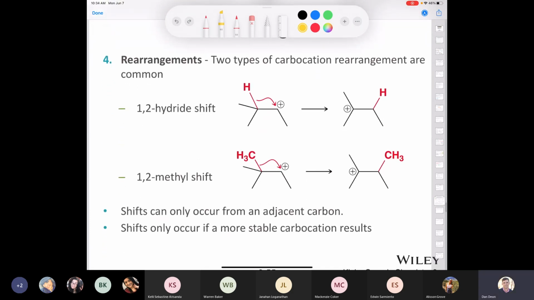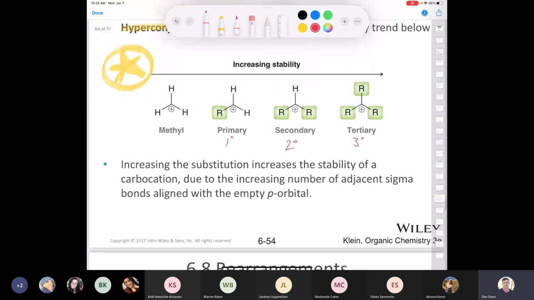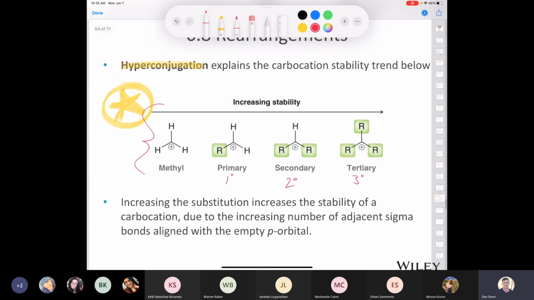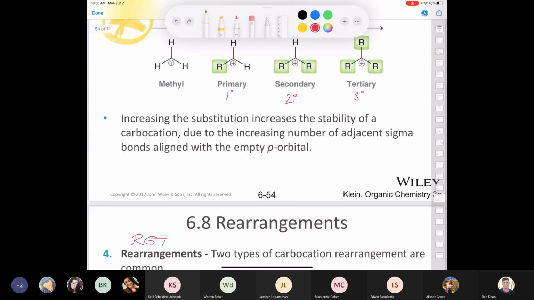In terms of rearrangements, first we had to look at carbocations, and we had to talk about the stability of carbocations. Well, the reason that rearrangements are going to occur is in order to produce a more stable carbocation. So it's imperative that we know this trend here, right? A secondary would rearrange to form a tertiary. A primary would rearrange to form a tertiary or a secondary, so on and so forth.